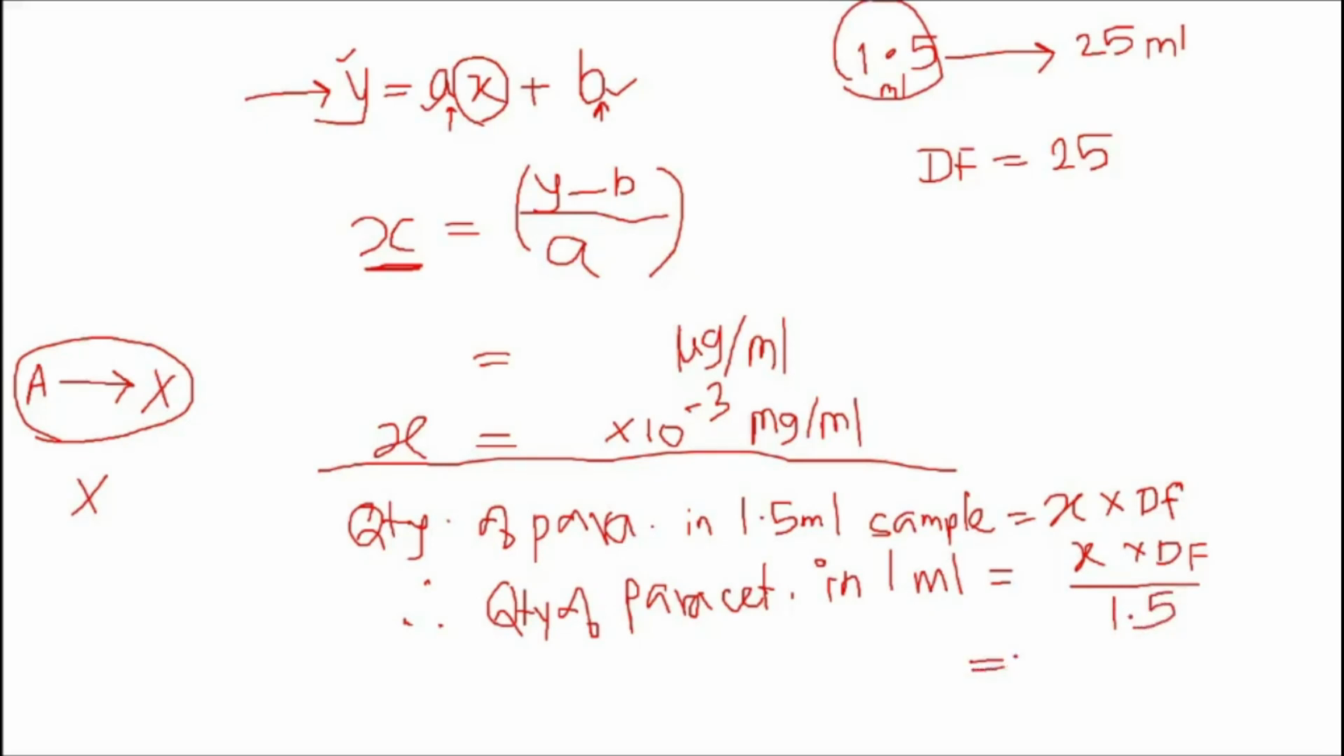So ultimately it will become x multiplied by 25 divided by 1.5. So it is x multiplied by 16.66, which you have calculated. Okay, this final answer will be in milligrams per ml. Please remember that. I repeat, the unit for that concentration will be milligrams per ml.